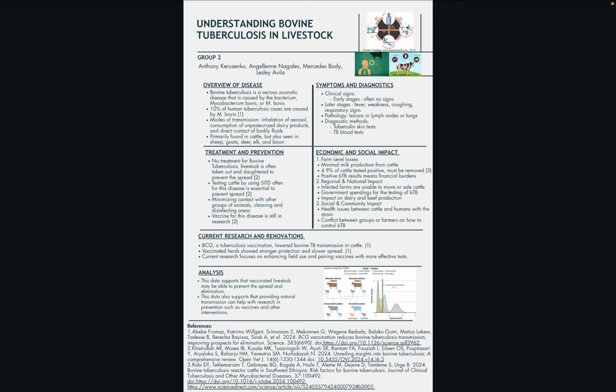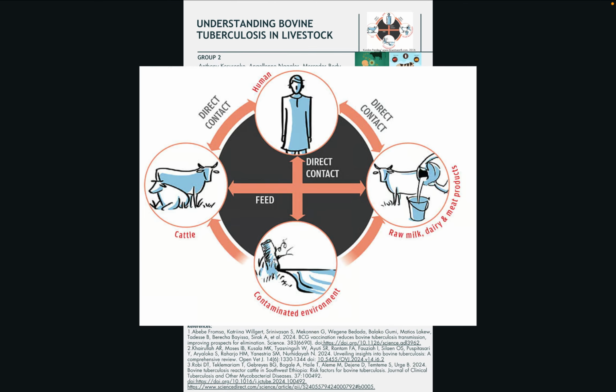It is mainly spread through inhalation of aerosol and by consuming unpasteurized dairy products. Direct contact with infected animals could also be a mode of transmission if exposed to bodily fluids. Bovine tuberculosis is mostly seen in cattle, but also in other ruminants such as deer and sheep.